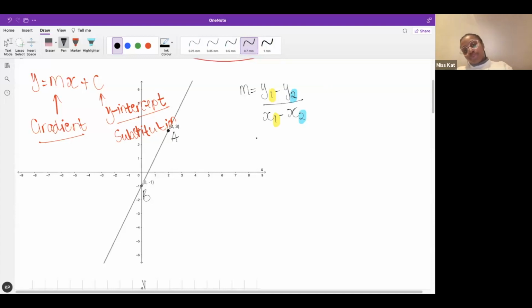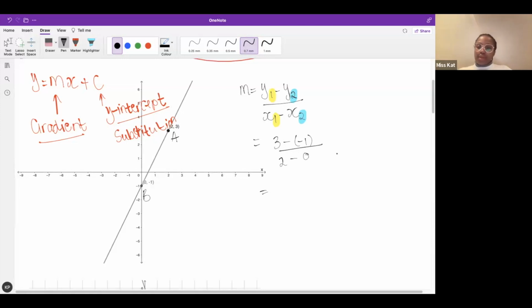So which one are we choosing to be 1, A or B? A. Okay, let's substitute, Fatima. So you're going to write 3 minus -1, but you put -1 in a bracket, yes. Divide by 2 minus 0.